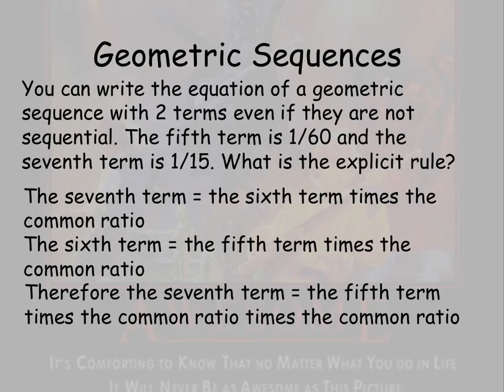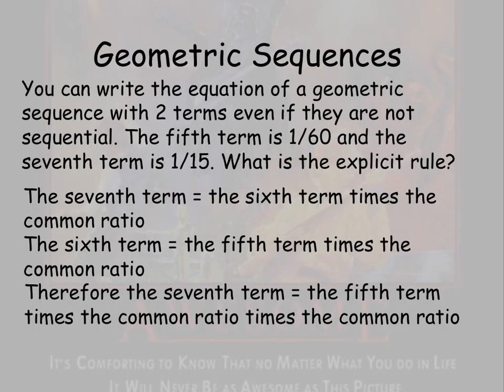Okay, what if you have two terms of a geometric sequence, but they are not sequential? Now, all the examples in the books I've seen, they're never like 10 terms away. That'd be really difficult to do. But fifth term and seventh term. Oh goody, we have fractions.